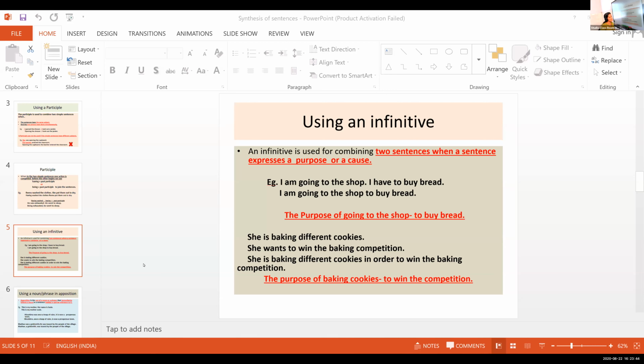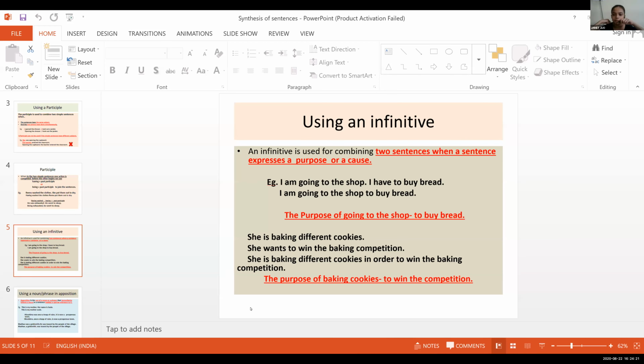What is the purpose of baking cookies here? To win the competition. She has a purpose of her own. She wants to win the cooking competition or baking competition, whatever it is. So to combine these two sentences, we are using a to-infinitive form. How then is the sentence? She is baking different cookies in order to win the baking competition. In order to win the baking competition.